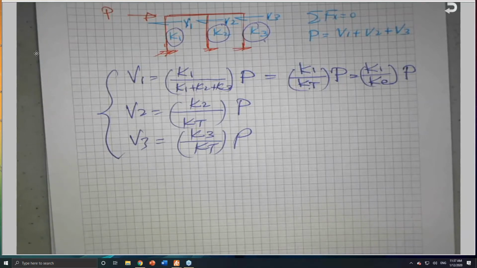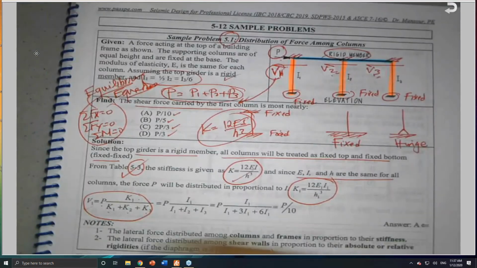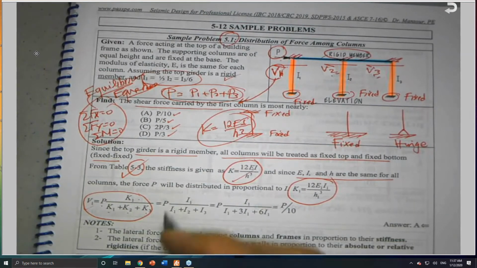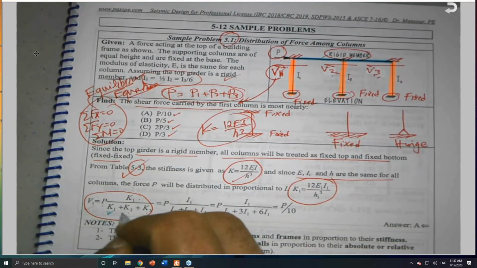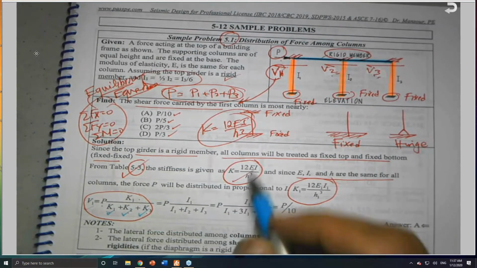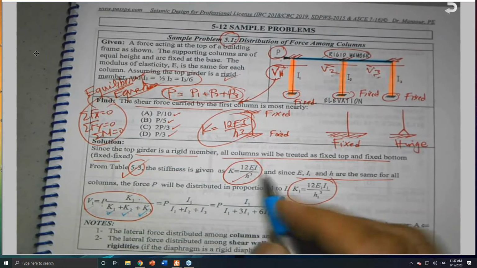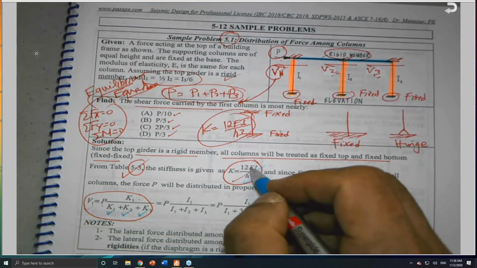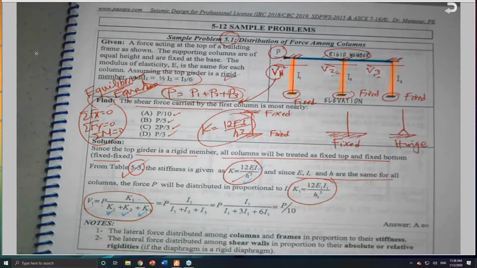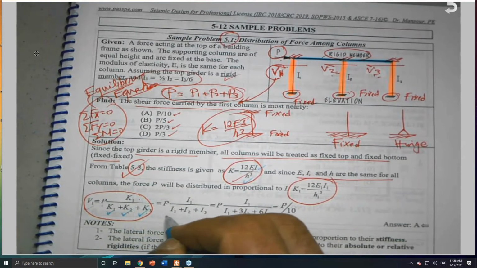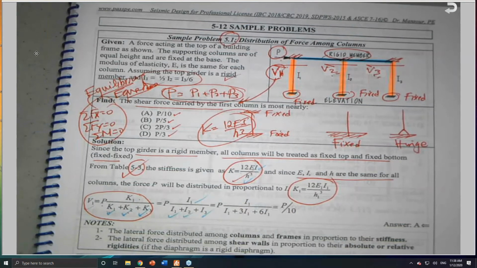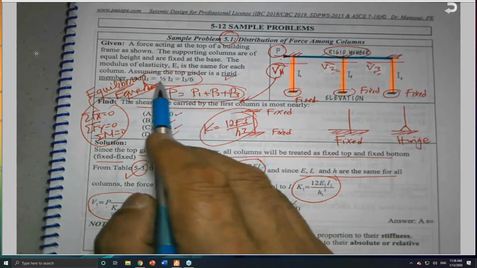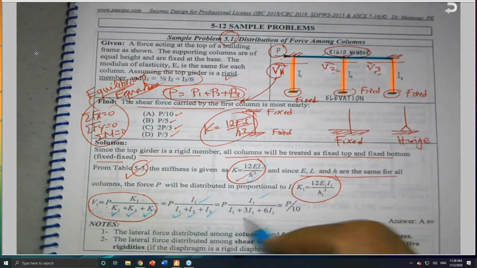Okay? And going back to the problem. So problem number 5-1. Now I know this is K1 plus K2 plus K3. K is 12 EI over H cubed. But all of them have the same H and the same E, and the 12 is a constant. It can be cancelled out. That means it can be expressed in terms of their moment of inertia. But I know the relationship between the moments of inertia. I substitute. Bingo. I got it.